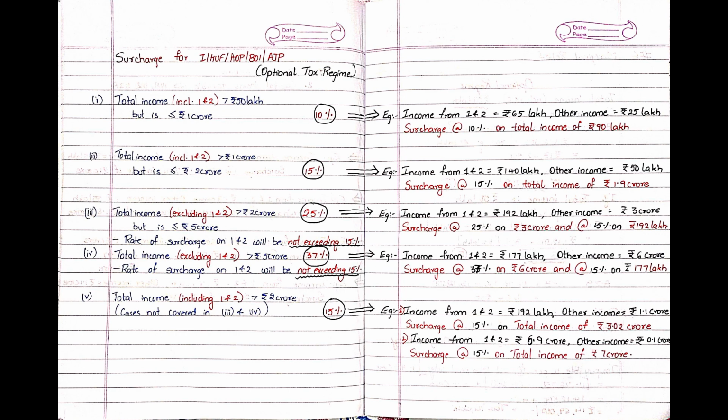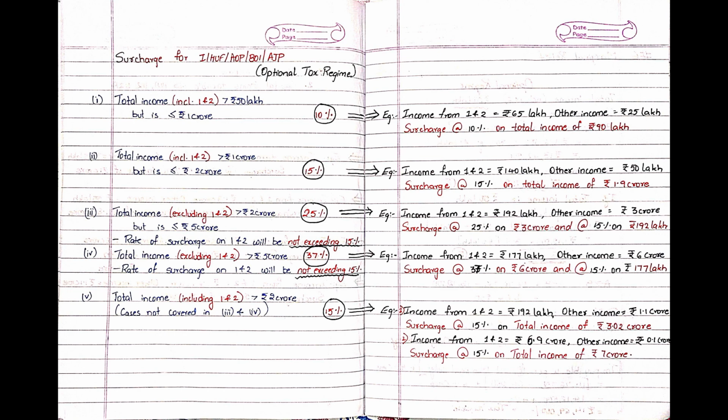So, income from 1 and 2 is rupees 1.92 crores here. The other income is 3 crores. The other income has exceeded 2 crores but is less than 5 crore. In such a case, 25% will be charged on such 3 crores amount, and for the income from 1 and 2, the surcharge will be at the rate of 15% only.